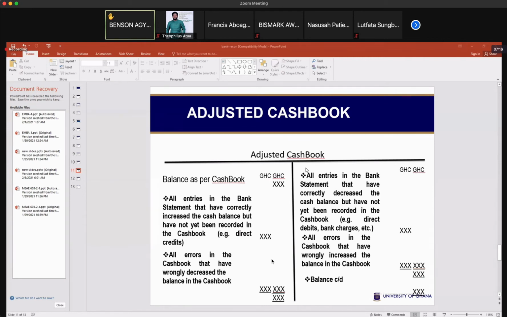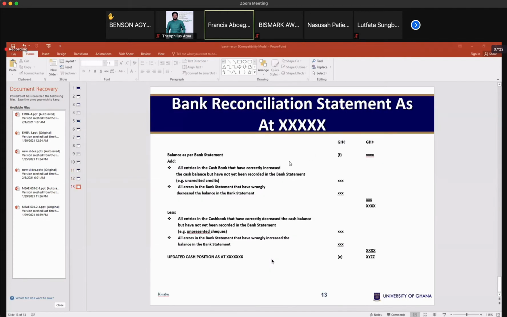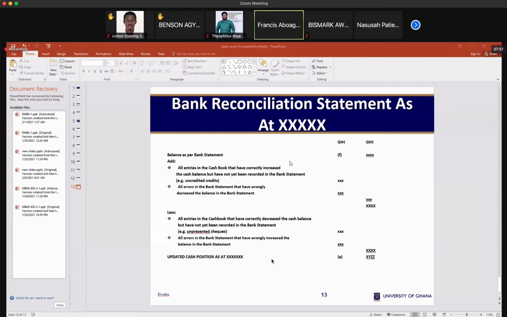Okay. Now, once you finish with the adjusted cash book, then you can go ahead and prepare the bank reconciliation. And it's similar to what we discussed the last time. I thought that I should explain to you the adjusted cash book using the T account. Okay. Any questions? Yes, Leighton.